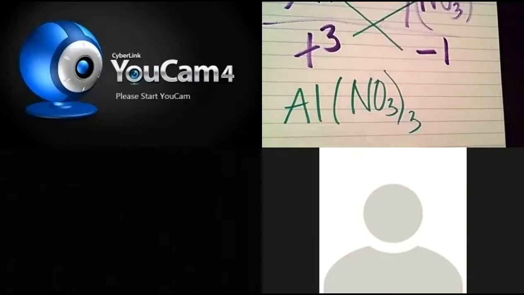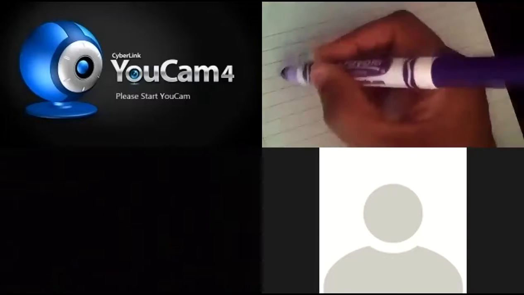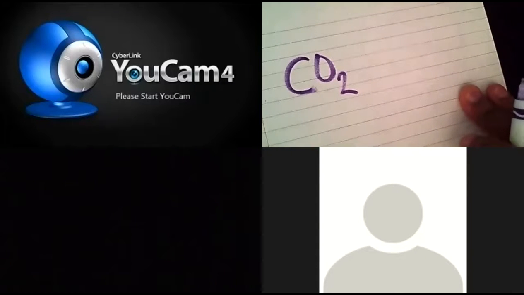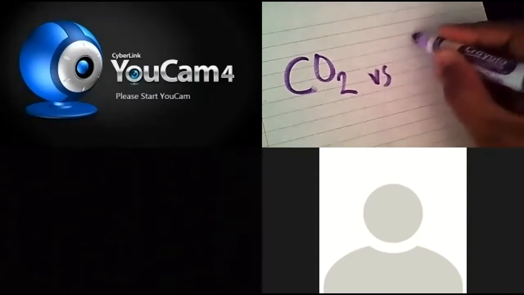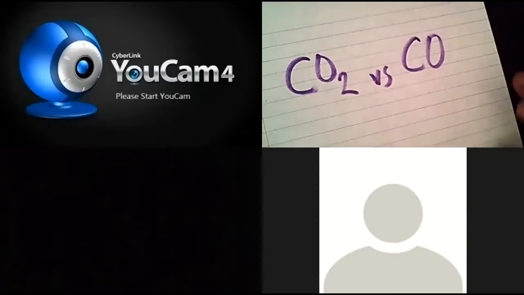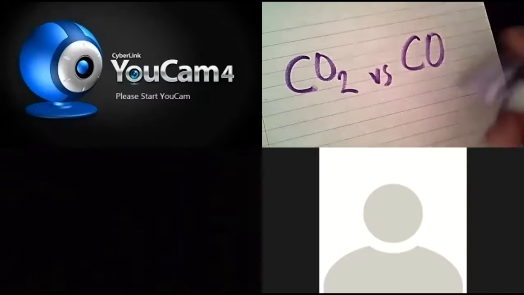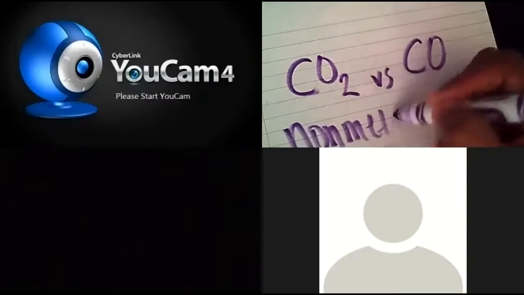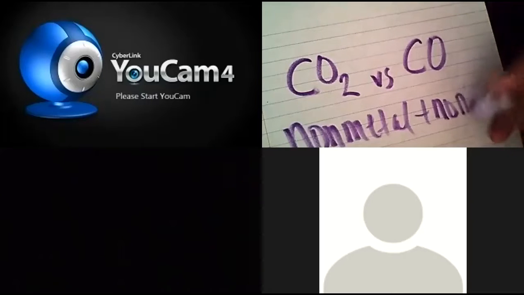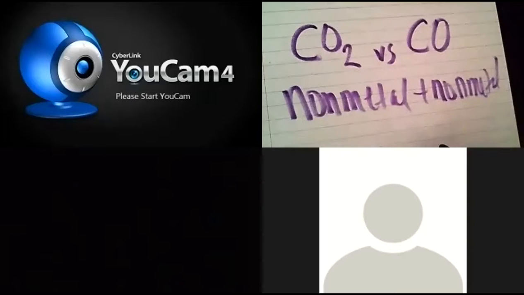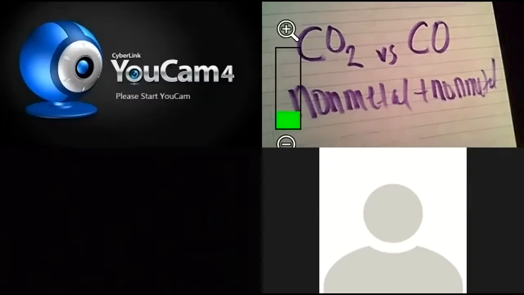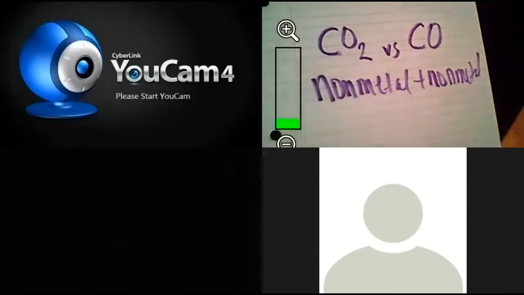That means if I give you, everybody knows this formula here, that is carbon dioxide versus carbon monoxide. Now, how do I know that one is di and one is mono? It's by that subscript. So whenever you have two nonmetals that are attached to each other, you have to use the numerical prefixes in the name.